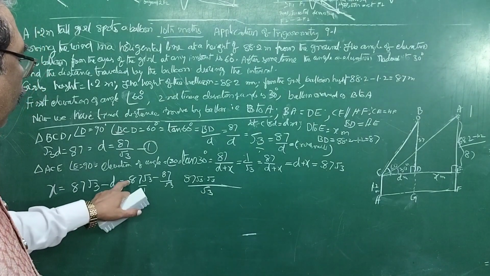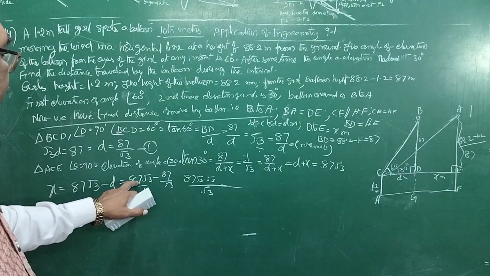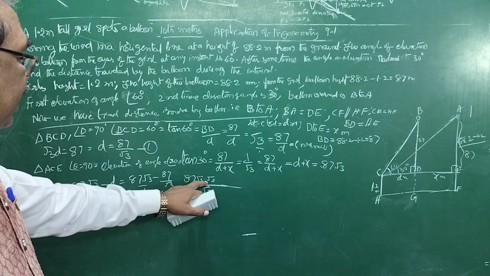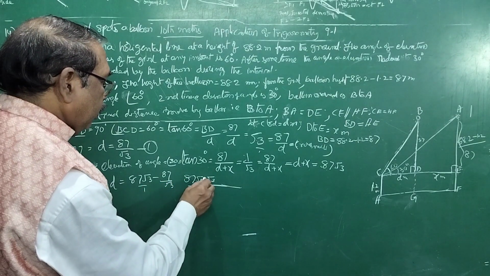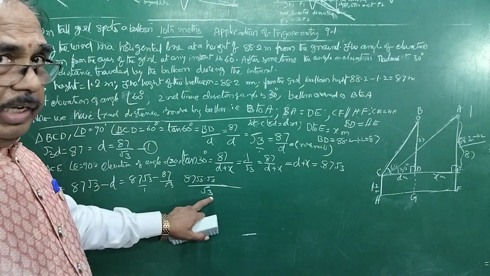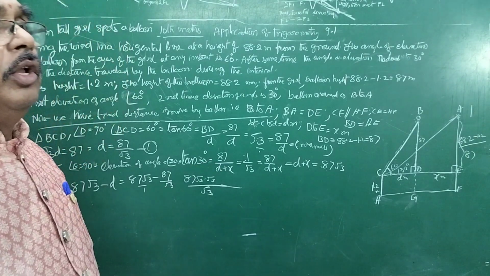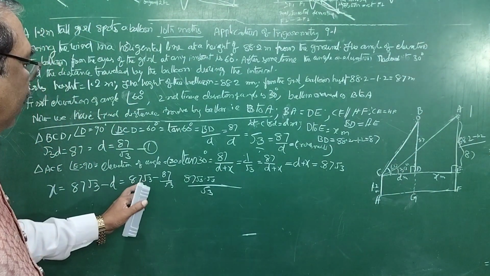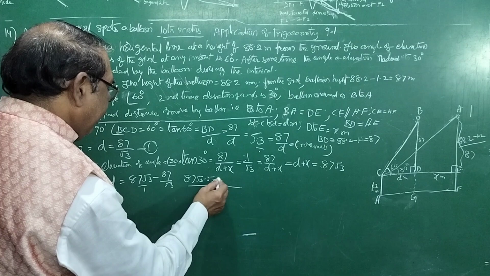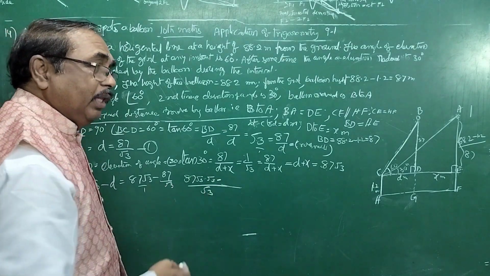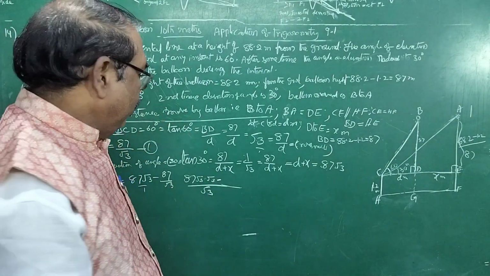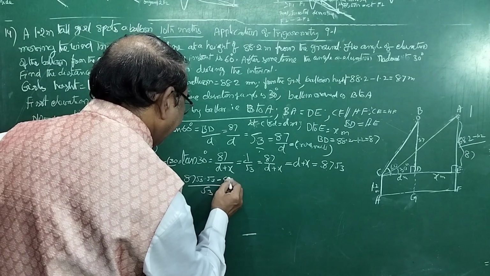With root 3, we have to multiply the numerator. What is the numerator? 87 into root 3. Since 1 goes into root 3 root 3 times, the numerator is also multiplied that many times. Into root 3, we multiply. Minus. Root 3 and root 3, how many times does it go? Only one time. 87.